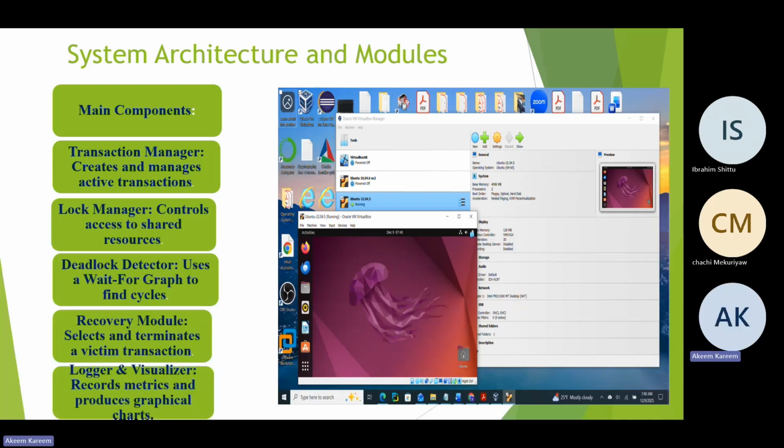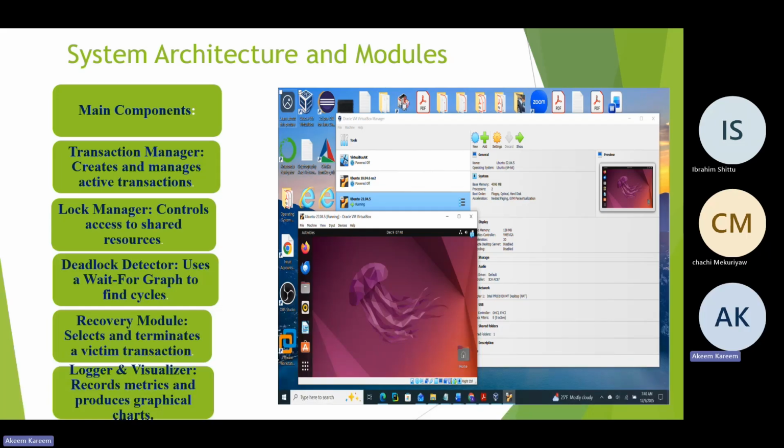The last module we have is the logger and the visualizer. This is available in recovery_metrics.py and visualize_metrics.py. The two of them are responsible for saving all results, such as metrics_log.csv or metrics_chart.png and so on. We have them in the configuration files that we're submitting. So these are the internal Python modules that coordinate to detect, resolve, as well as record the deadlocks efficiently.